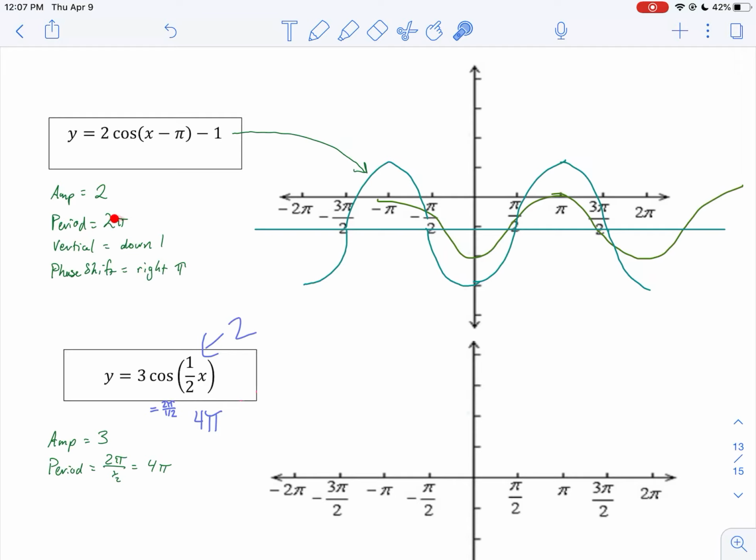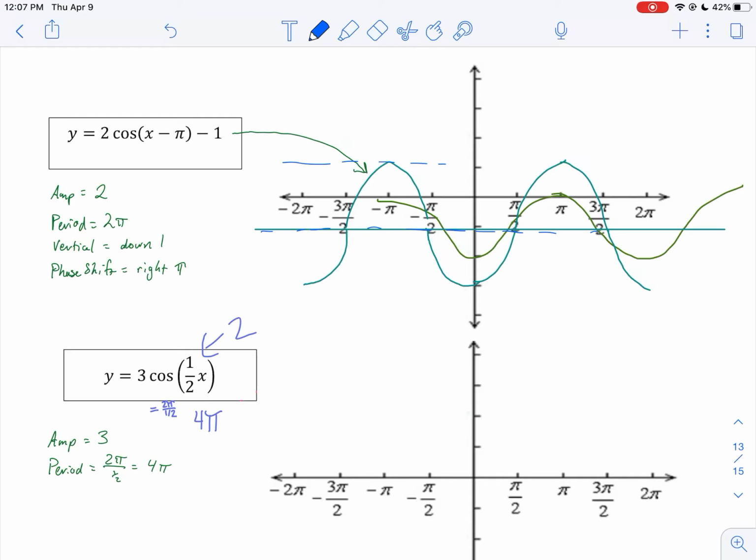This one's done. Here the amplitude was 2. Period was still just 2 pi. Vertical shift down 1 and phase shift right pi. And so you can see there's kind of an intermediate step here. I kind of like doing the box. The student who did this for me took care of everything else and then did the period last. Doesn't matter too much. So I'll just go through it a little bit closer.